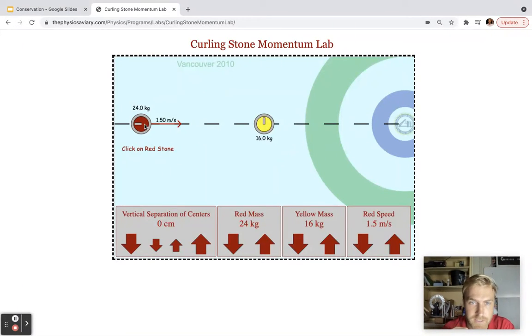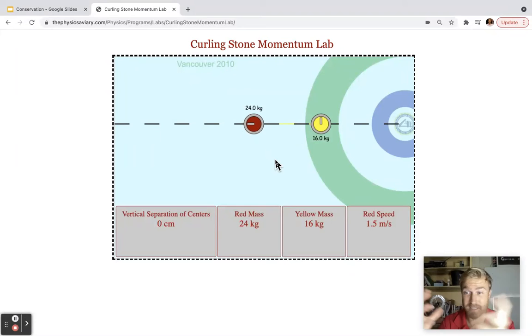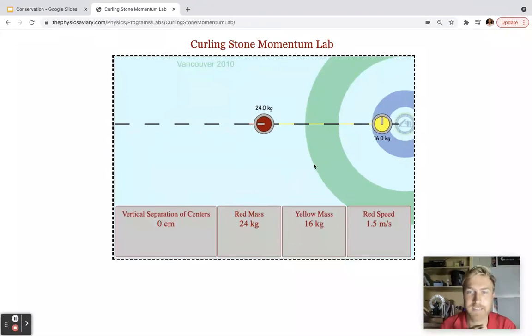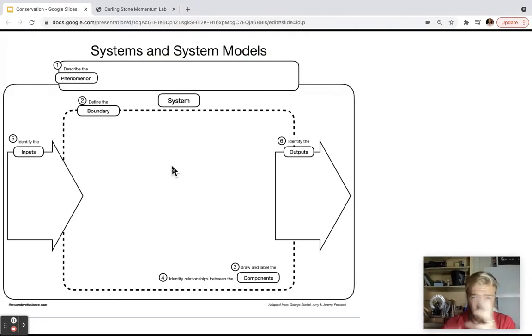We've got these curling stones. We're going to send the red one to collide with the yellow one. Boop. And there's some momentum changes going on. And so we're going to examine this system of objects here. So we'll use this template to model that system.